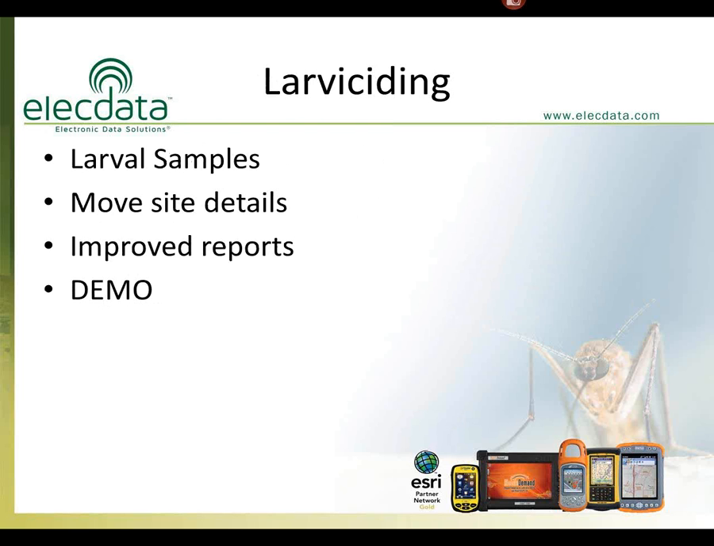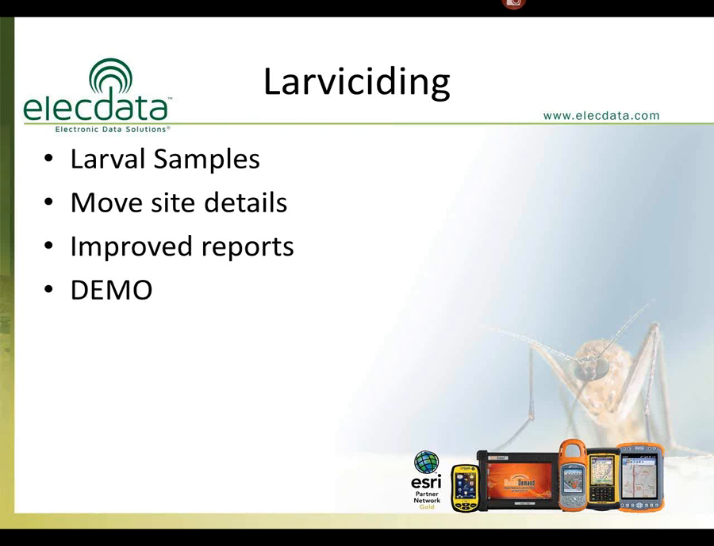enhancements. So the big changes in larviciding are that we now have the ability to record larval samples when you're doing an inspection. And that can be just to enter a sample number and take that back and use the surveillance lab tools to enter in species information. Or it will also allow you to enter a field species identification for the larval samples as well. So we'll look at that.